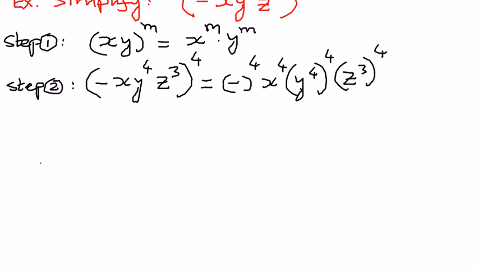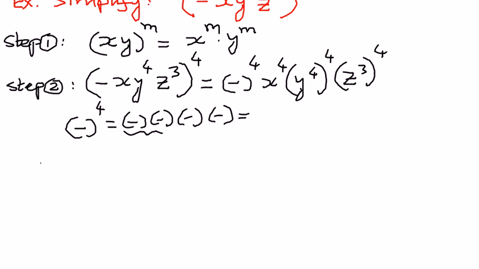Negative raised to the power of 4 simplifies to negative times negative times negative times negative. The negative is the base term, 4 is the exponential term. The number of times the base term needs to be repeated is 4 times, so therefore we did that. Negative times negative is a positive, negative times negative is a positive, so positive times positive is a positive. So negative raised to the power of 4 is a positive quantity, so we established that.